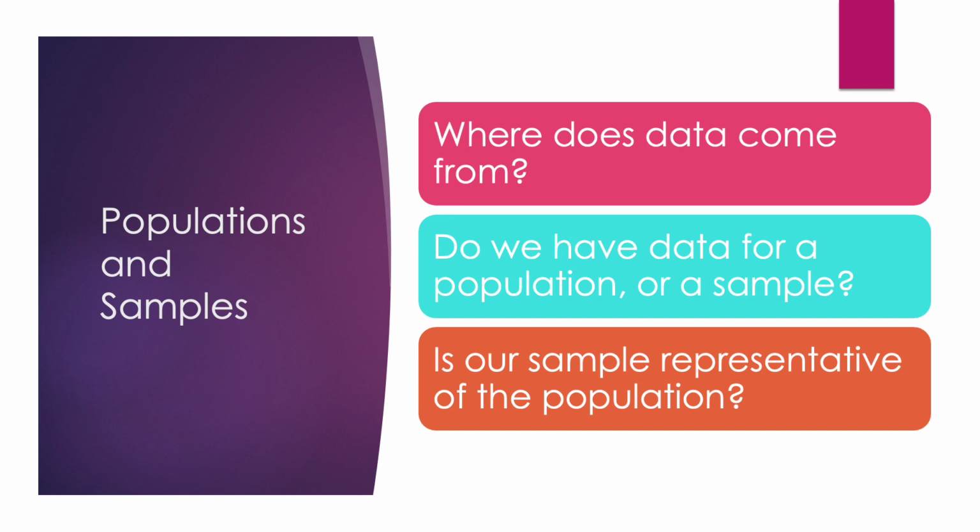So data come from populations and samples. A population is every single unit in existence that we're collecting data about. So let's say we want to collect data about people in the state of Pennsylvania. The population would be every single person that resides in the state. A sample might be a couple people from every single county in the state. And that brings us to our third point. Our sample needs to be representative of our population so that we can generalize the results of our study to that population.